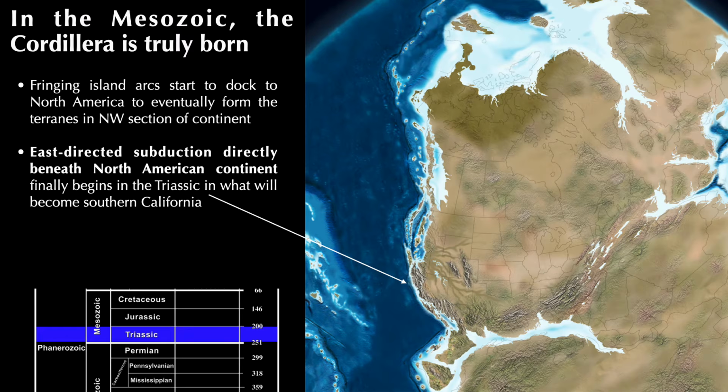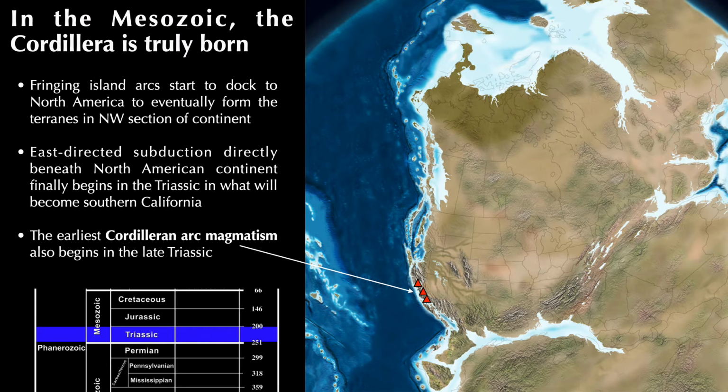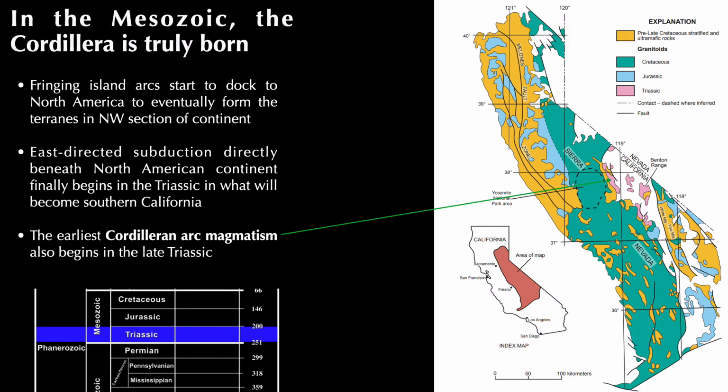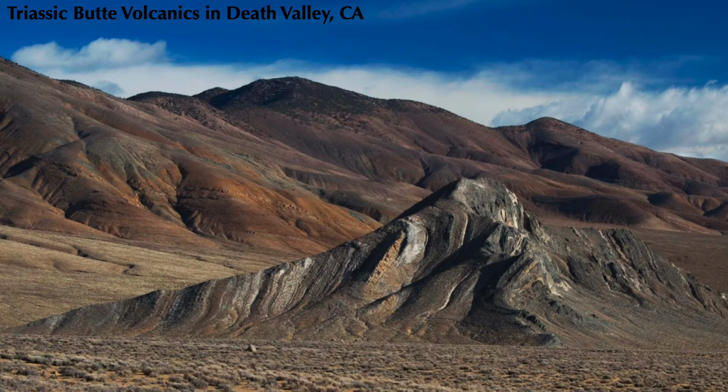It's not until the Triassic that true east-directed subduction directly beneath the North American continent begins in what will eventually become Southern California. This is also where the earliest Cordilleran arc magmatism is recorded. Here's a map of the age of plutonic bodies in California, and you can see that some of them are Triassic in age, shown in pink. This is an example of the Triassic Butte volcanics in the Death Valley region in eastern California.